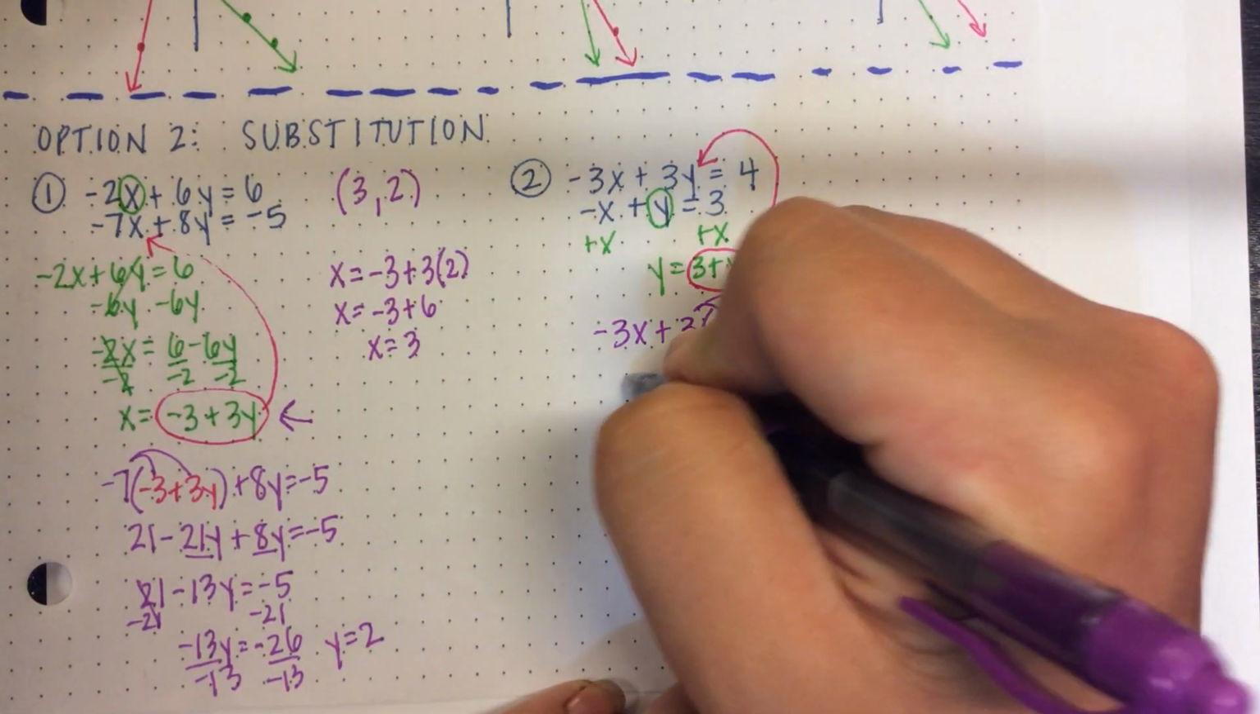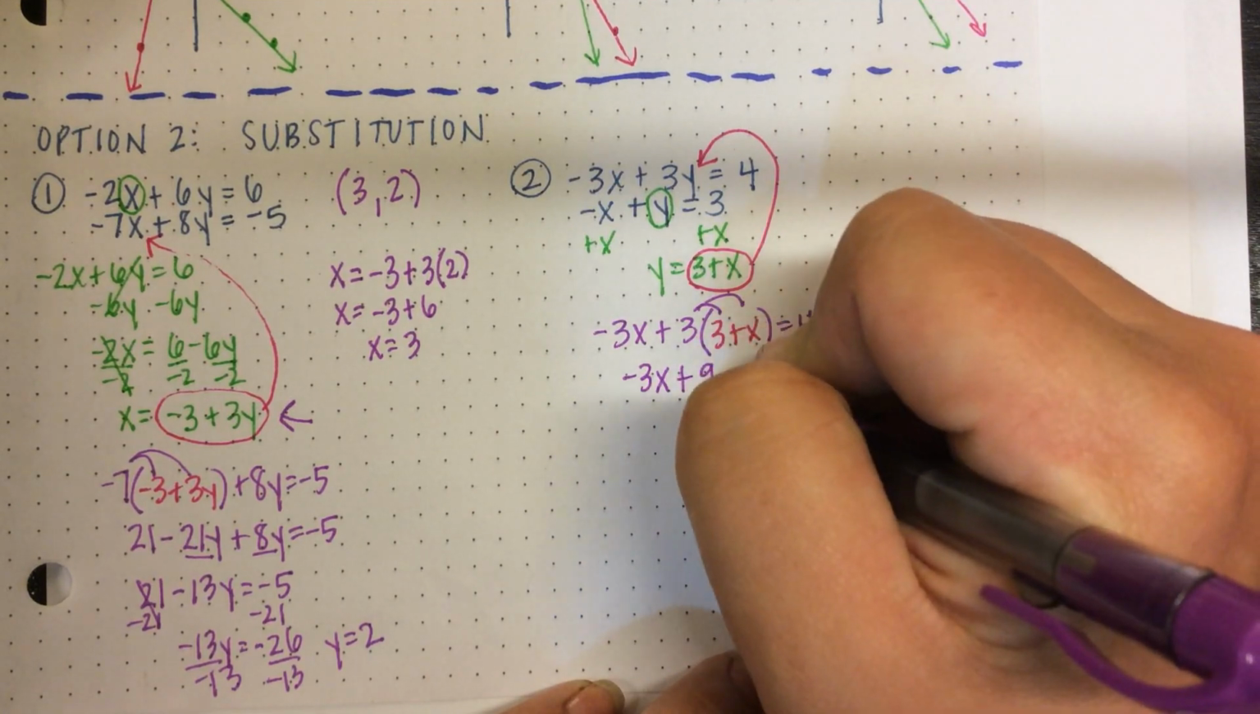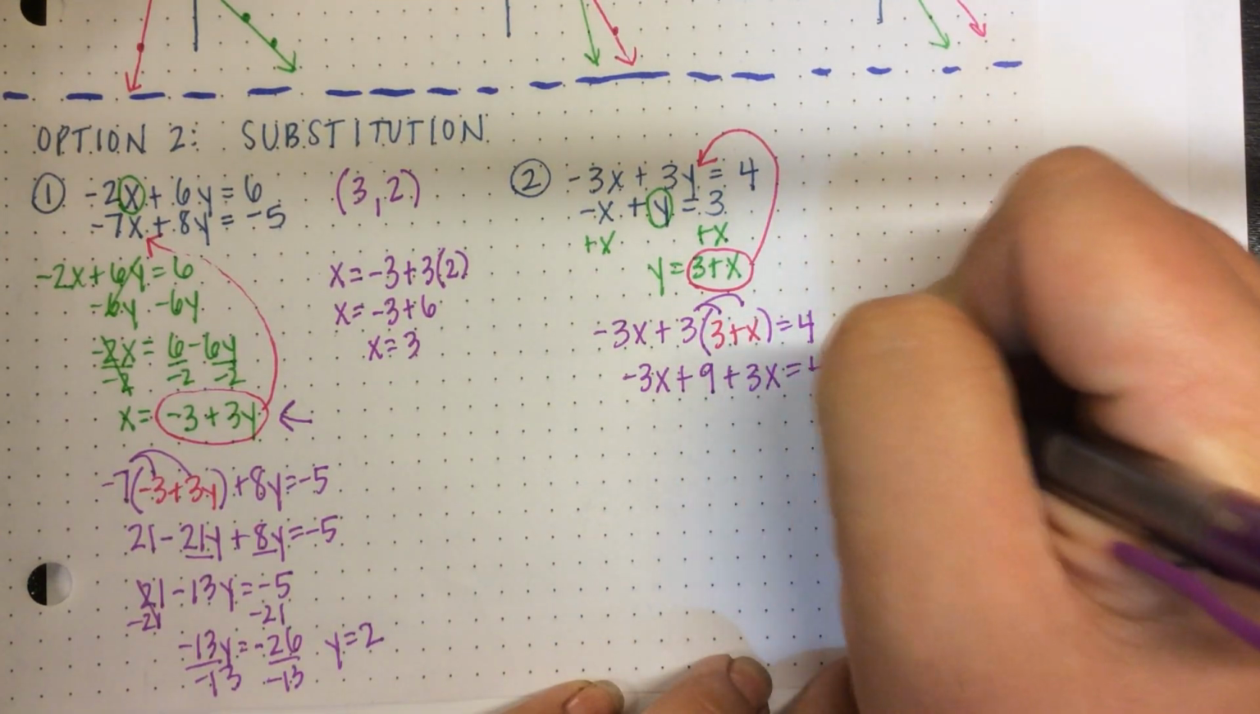So I'm going to distribute. So we say -3x plus 9 plus 3x equals 4.